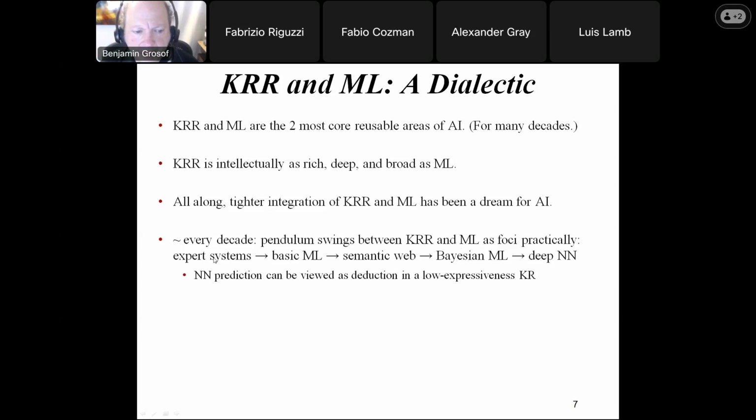Every decade or so, the pendulum swings between KR and ML as practical foci. So in the 80s, there were expert systems. Then in the 90s, basic machine learning rose. Then in the 2000s, semantic web, which is basically KR again. Then there was Bayesian machine learning and deep neural nets. And neural net prediction can actually be viewed as deduction in this low expressiveness KR.